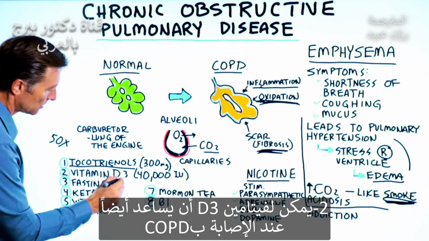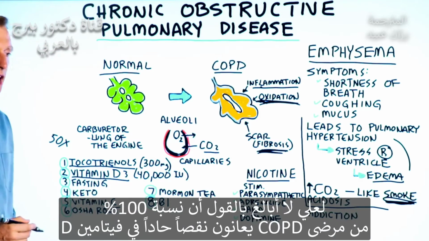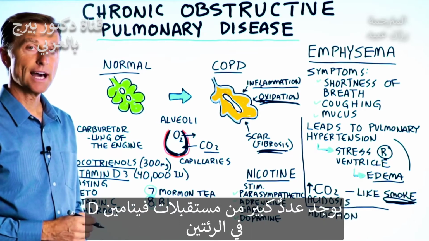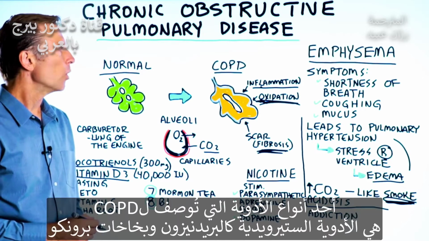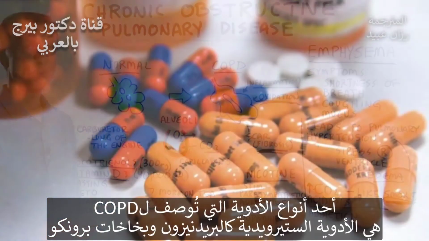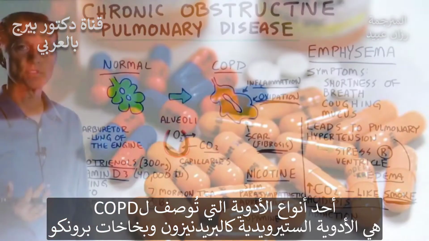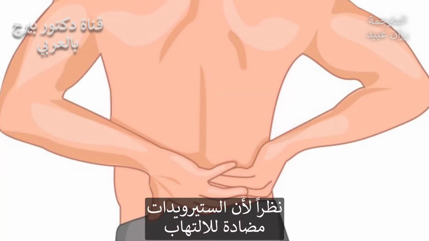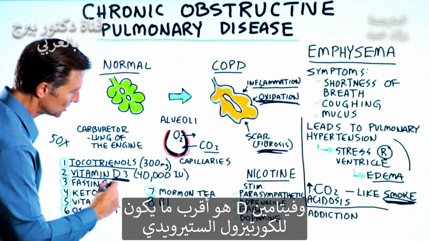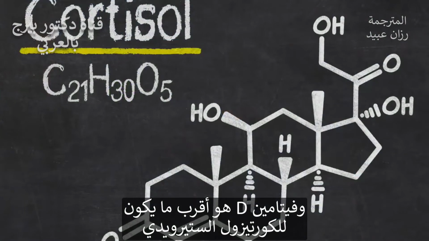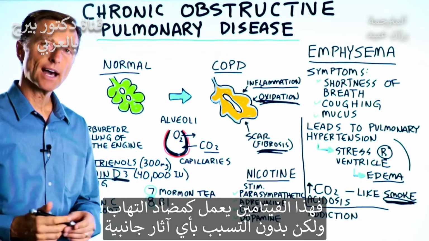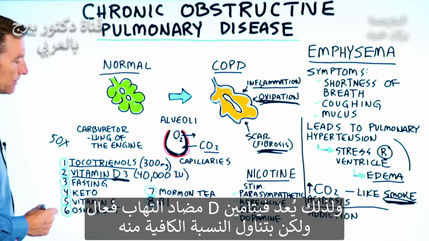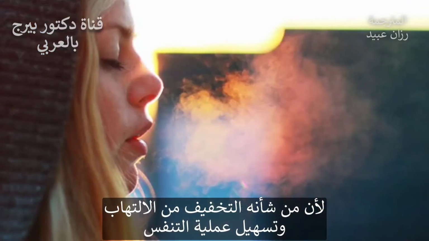Next remedy is vitamin D3. I would venture to say that 100% of patients with COPD are severely deficient in vitamin D. You have a lot of receptors for vitamin D in the lung. One of the treatments for COPD is steroids, okay, like prednisone and other types of steroids like bronchosteroid inhalers, because steroids are anti-inflammatory. And vitamin D is the closest thing to that steroid cortisol that we're talking about. It acts like this anti-inflammatory, but without the side effects. It's a very powerful anti-inflammatory, but you have to take enough. That's going to reduce inflammation and help you breathe.